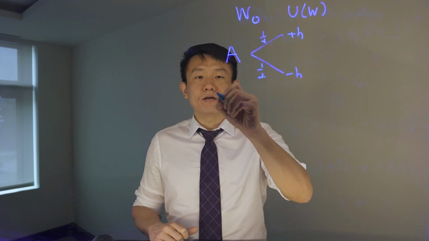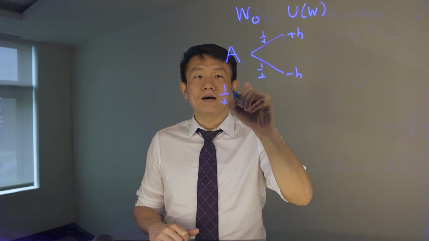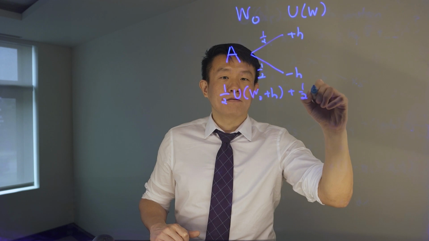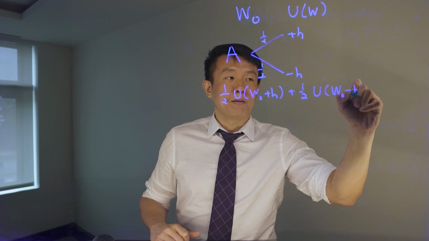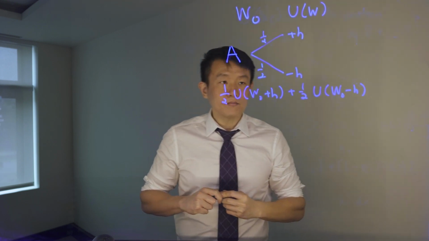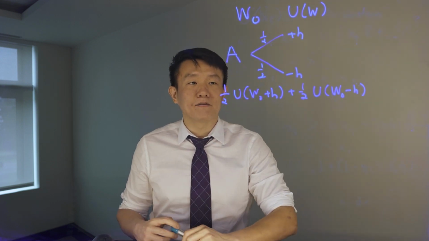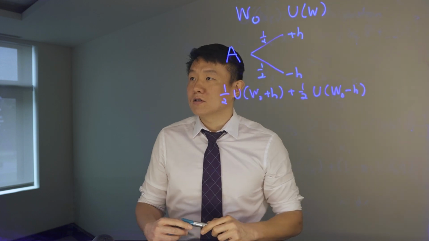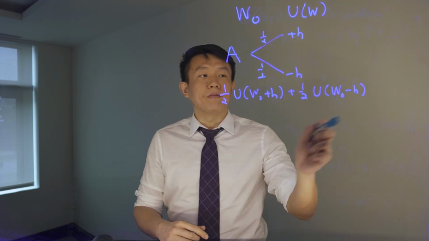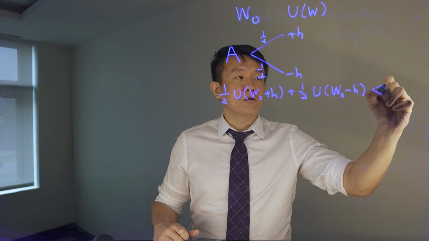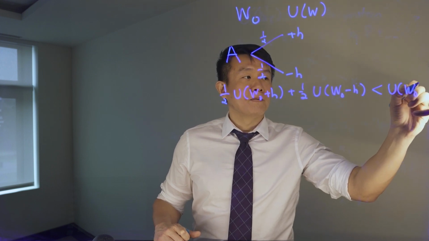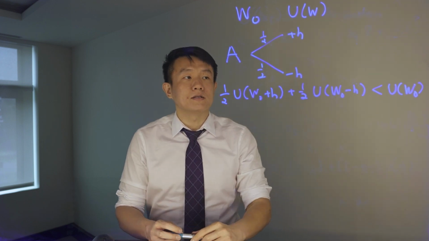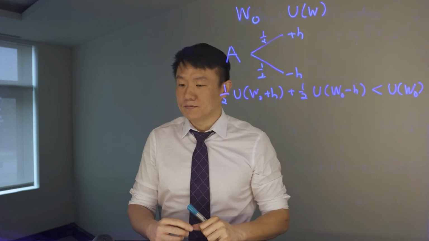So the expected utility of A is going to be 1/2 times U of W naught plus H, plus 1/2 U of W naught minus H. Now, if U is a concave function, then the gain will not be felt as much as the loss. So this expected utility is going to be lower than the utility of just your starting wealth. So you're worse off taking the gamble than not taking it.